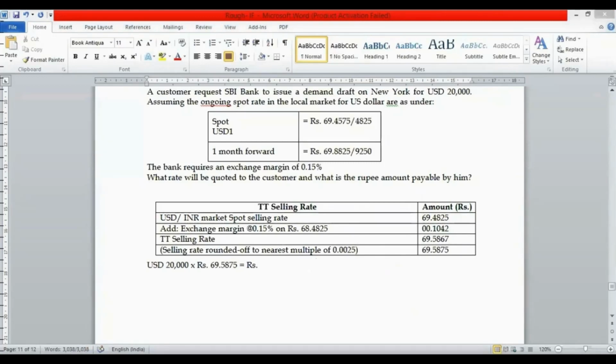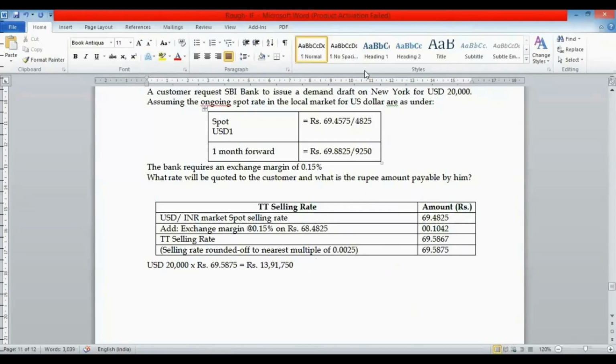And if you calculate, it will come to 13,91,750. That means 13,91,750 rupees will be paid by the customer to the bank against 20,000 USD.